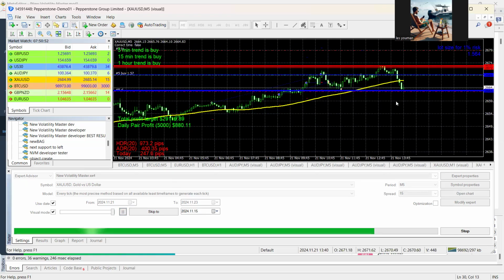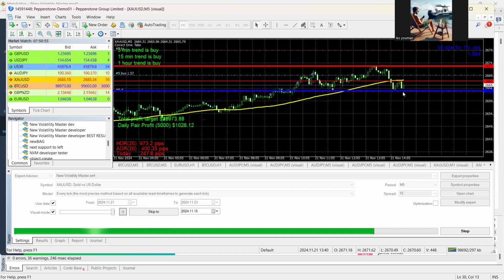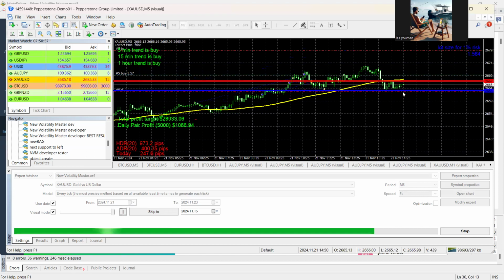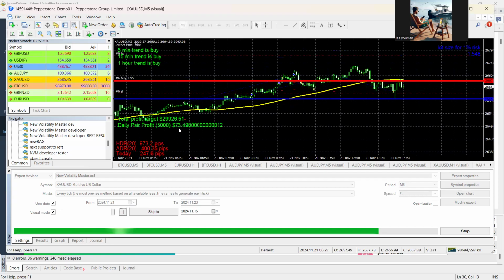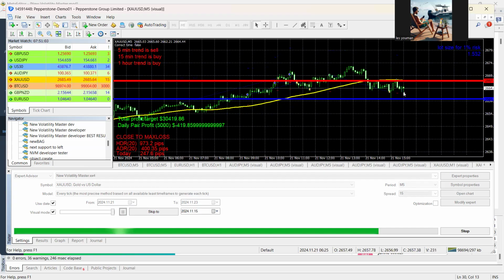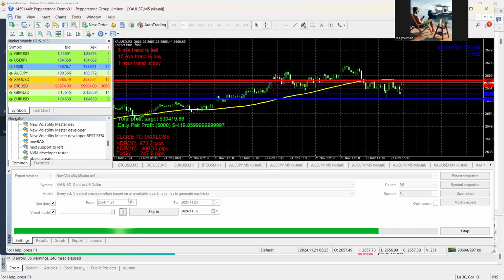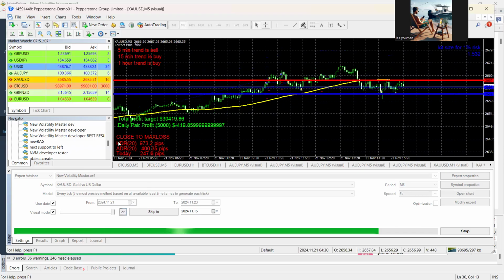And in this particular instance, it takes a loss on that trade. So our daily profit's down to $619. And now we've taken another loss. And because it's close to the max loss, it's not going to trade anymore today. And we actually took a $419 loss.